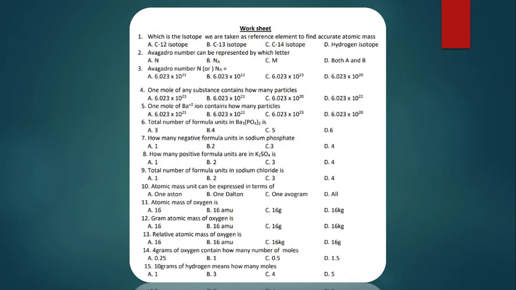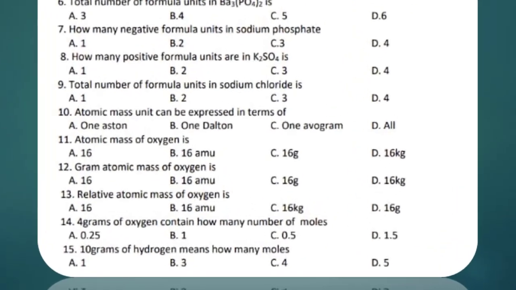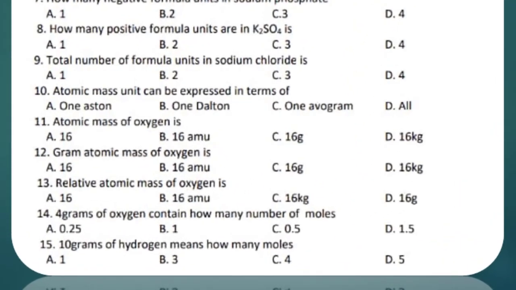See question number 11: atomic mass of oxygen. What is the atomic mass of oxygen? Option 1, 16 AMU; 16 gram; 16 kilogram. Okay, so the atomic mass of oxygen is 16 AMU. Next, question number 12: gram atomic mass of oxygen is what?